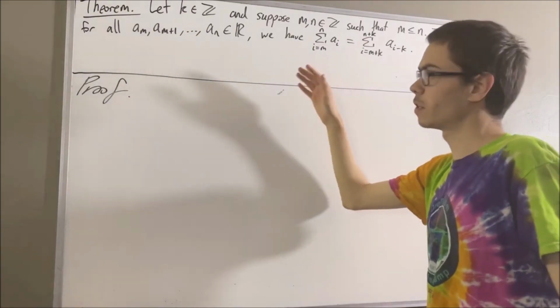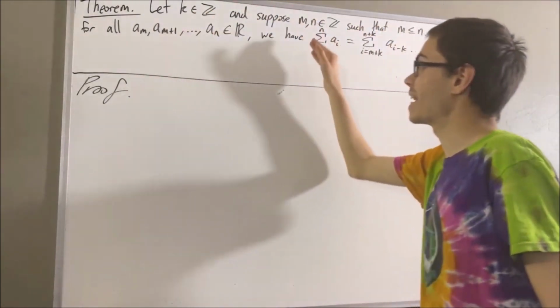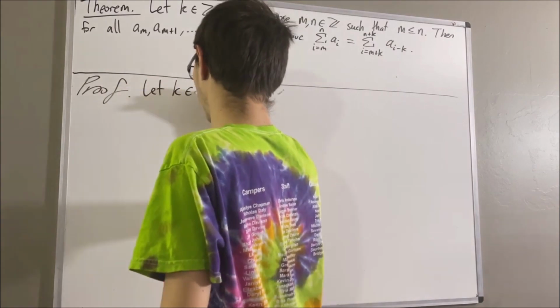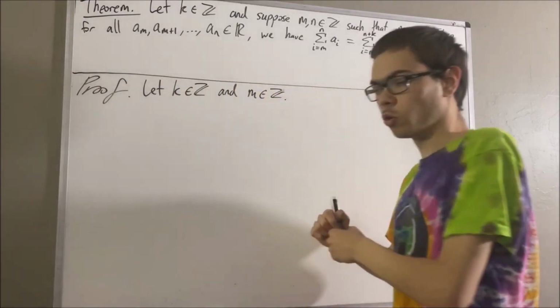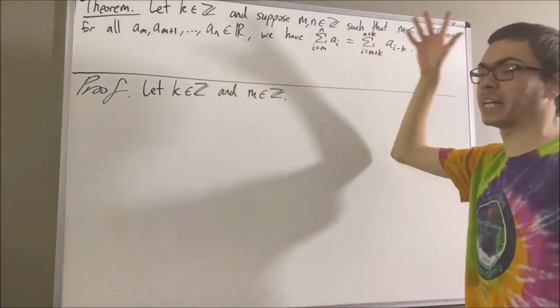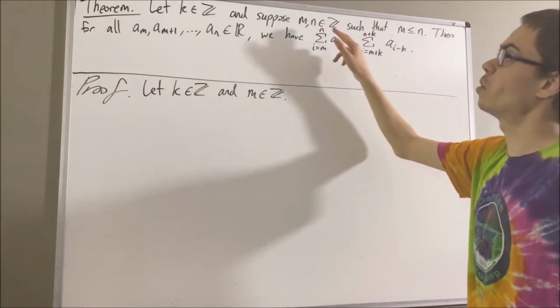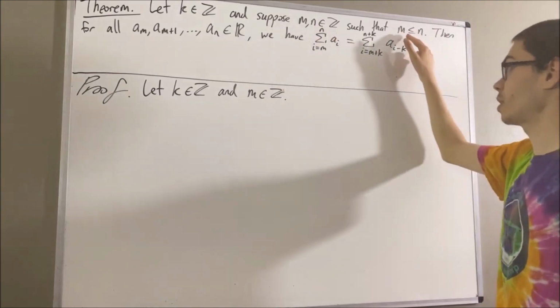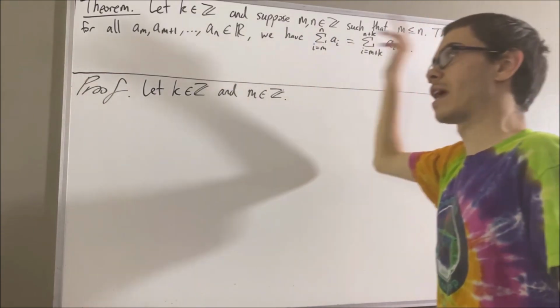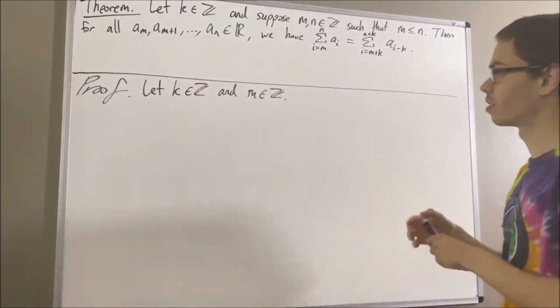Now to start with the proof, let's give ourselves an integer k and an integer m. And now, we will proceed to prove this by induction on n. That is, we're going to show for all integers n greater than or equal to m, that this is true.